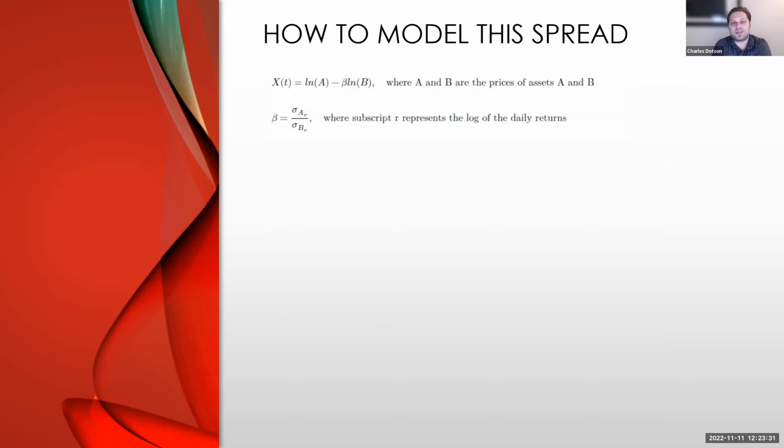Now, how are we going to model this spread? So if we have our process x of t, that's our process of the spread. We're just going to take the natural log of asset A and asset B, and then we're going to have a beta coefficient, where it's just the log of the daily returns of A and B. Now, one reason why this helps is that you can do beta sizing on each position, to where you're also going to be net long or net short on any position by a small amount.